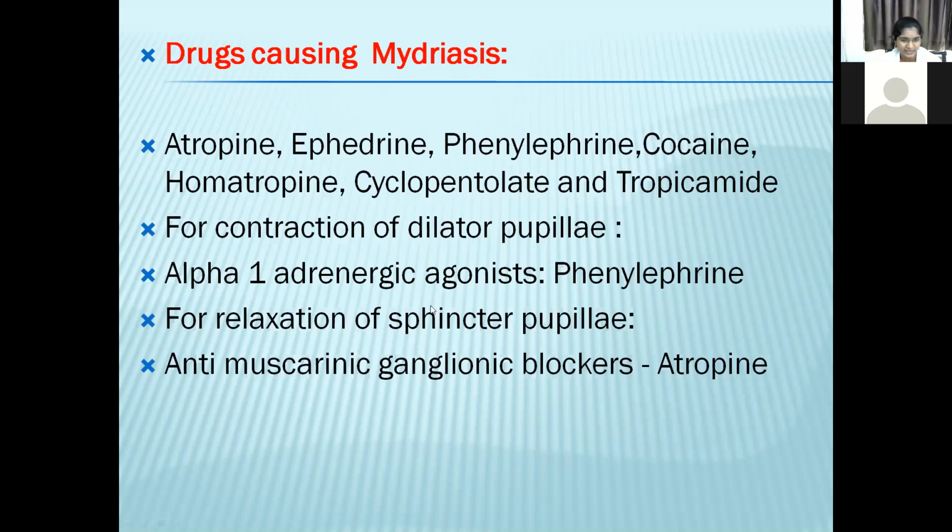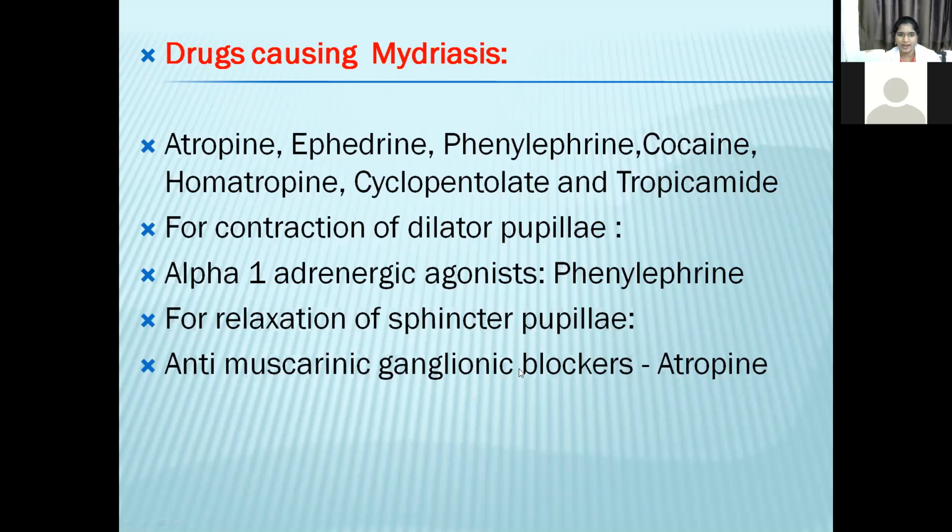It is sympathetically innervated here, and it acts on alpha-1 receptors which are present in the eye. So it produces dilatation of the pupil. This is called active mydriasis. And like that, for relaxation of the sphincter pupillae, there are two ways. One is the contraction of the dilator pupillae, which will produce mydriasis, and relaxation of the sphincter pupillae or circular muscles also produces mydriasis. This is passive mydriasis.